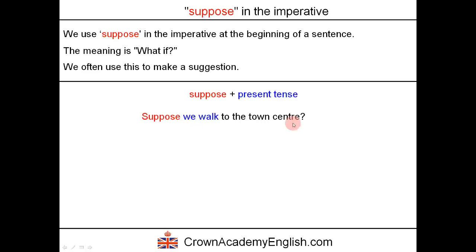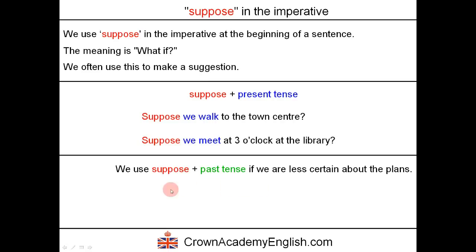Example: so this is a suggestion. So we say to someone, "Suppose we walk to the town centre." So we're suggesting that we walk to the town centre. It's a question. It's a different way of saying, "Shall we walk to the town centre?" Example 2. Suppose we meet at 3 o'clock at the library. So again, this is a question. Suppose followed by the present tense. It's a suggestion.